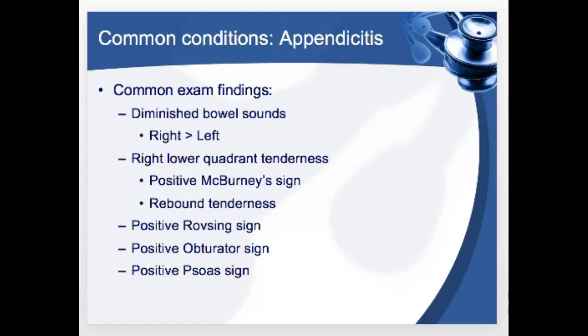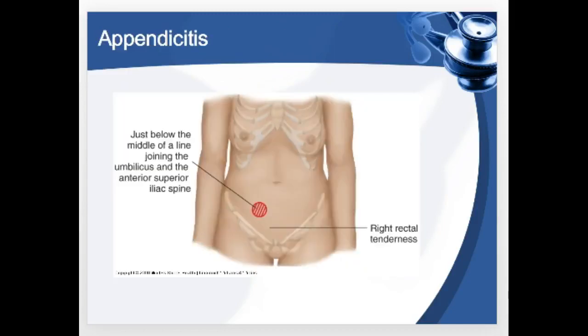On examination, you could find diminished bowel sounds, right side greater than left side. You'll have right-sided abdominal tenderness, so a positive McBurney sign. You'll have positive rebound tenderness. You could potentially have a positive Rovsing, a psoas sign, and an obturator sign as well.